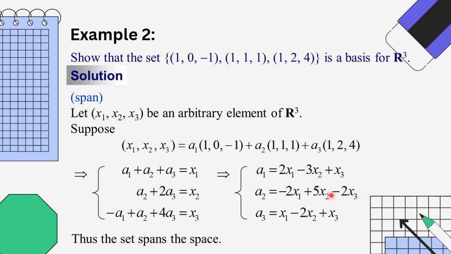As you can see, there are a lot of intricacies here. Let's go over to the next slide and see the detailed solution on how we arrive at a sub 1, a sub 2, and a sub 3, or their values.